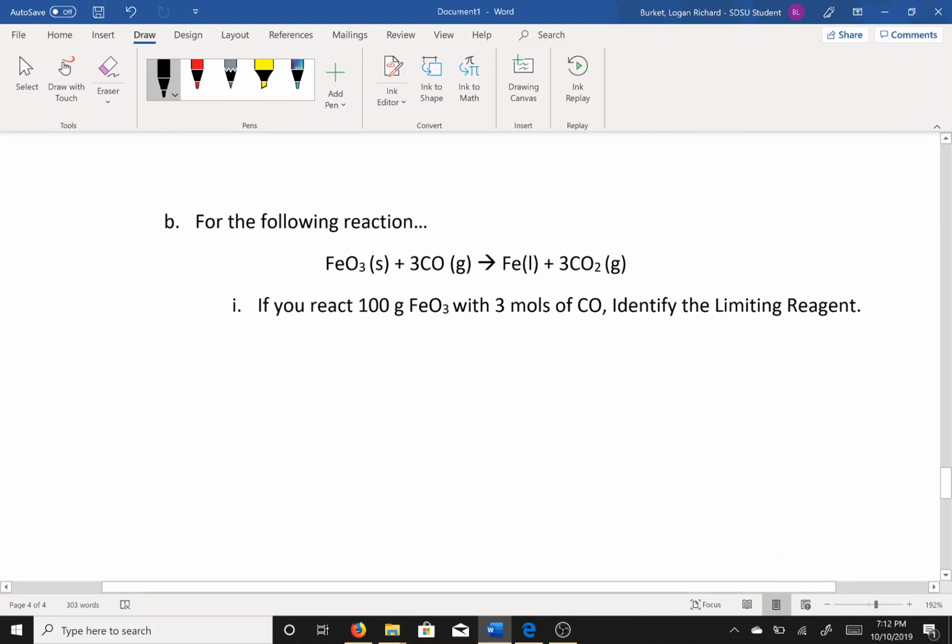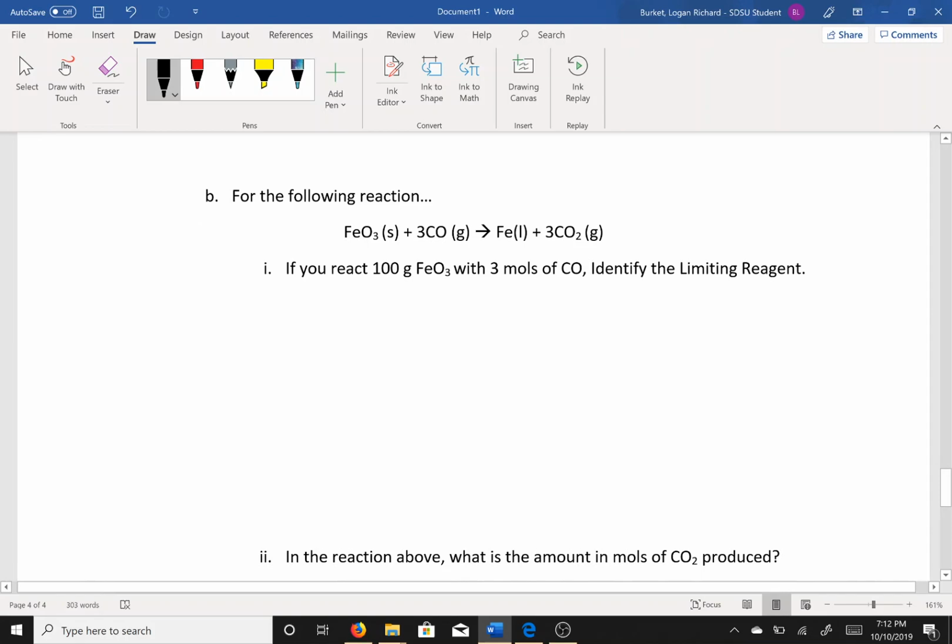And this is the last one, I believe. So, for the following reaction, which we're given the reaction equation, we're going to react 100 grams of FeO3 with 3 moles of CO, and we're going to identify the limiting reagent. So in order to identify the limiting reagent, we have to convert everything into moles and then see how many units of the equation we can go through. So first off, I'm going to convert 100 grams of FeO3 into moles.